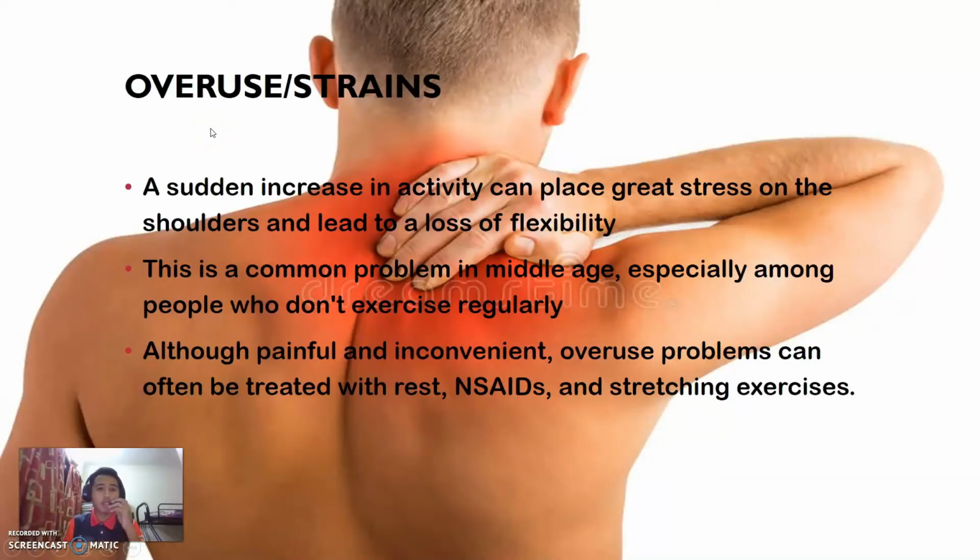The next one is overuse strain. A sudden increase in activity can place great stress on the shoulders and lead to a loss of flexibility. This is a common problem in middle age, especially among people who don't exercise regularly. Although painful and inconvenient, overuse problems can often be treated with rest, NSAID, and stretching exercise.